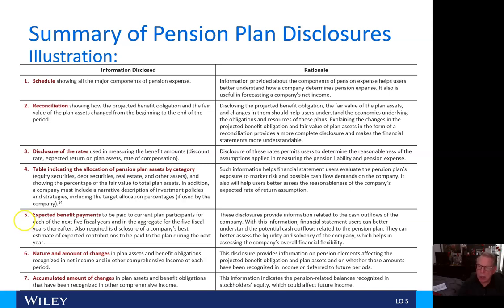Also required is disclosure of the company's best estimate of expected contributions to be paid to the plan during the next year. Number 6, nature and amount of changes in plan assets and benefit obligations recognized in net income and in other comprehensive income of each period. And then finally, number 7, accumulated amount of changes in plan assets and benefit obligations that have been recognized in other comprehensive income. Okay.